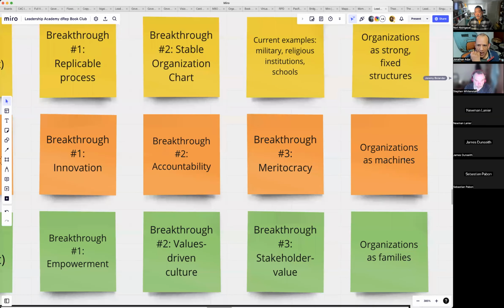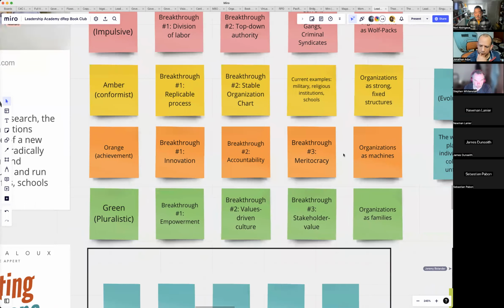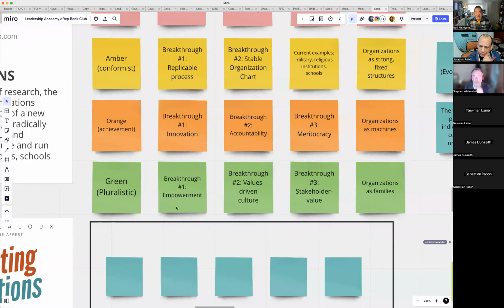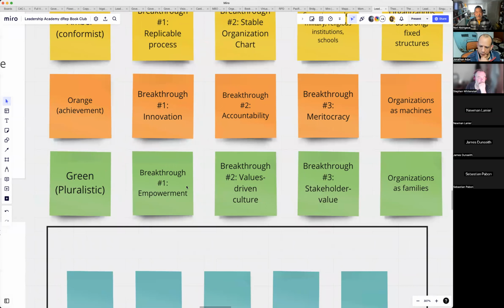And the organizations as machines, it sees everything as a cog and everything has a specific function and purpose, and people are replaceable. They're fungible within these organizations because it's role-based, not person-based. And then the third one that the book talks about is the green pluralistic level.